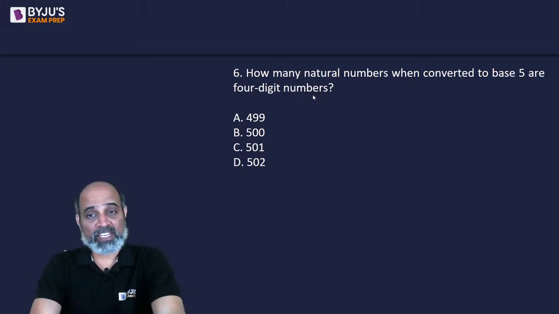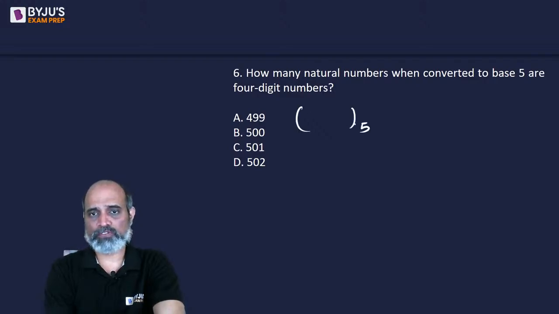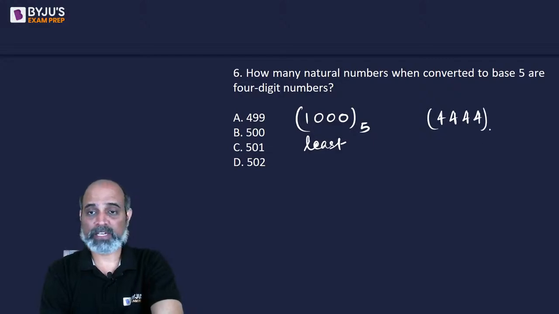Next, how many natural numbers when converted to base 5 are 4-digit numbers? Well, in base 5 the smallest 4-digit number is 1000. This is the least value, and the largest 4-digit number in base 5 is 4444. This is the largest value, right?